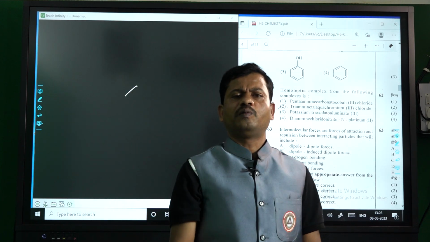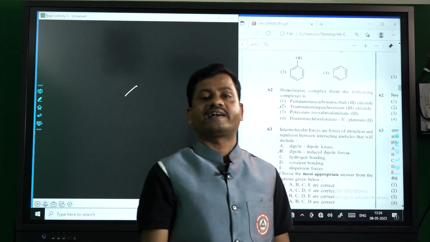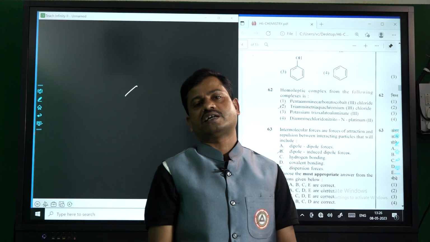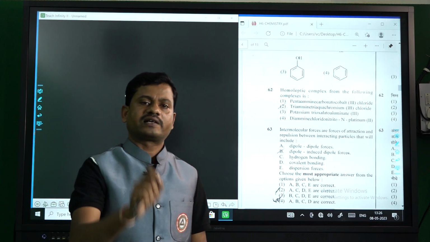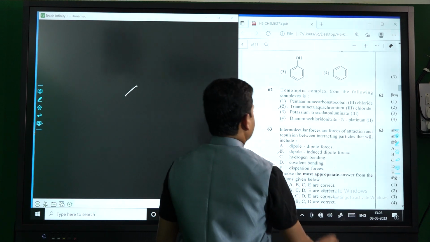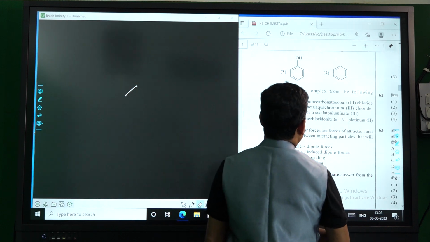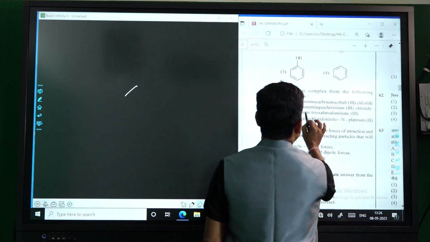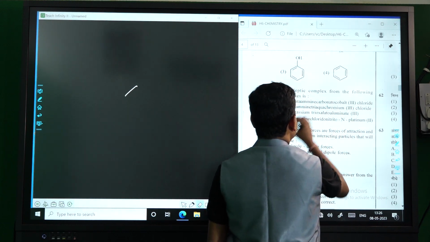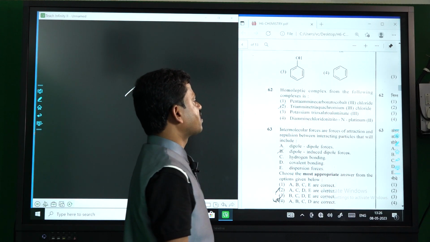Dear students, a homoleptic complex means a central atom is linked with identical ligands. In the case of a heteroleptic complex, the central metal atom is linked with different types of ligands, so we don't require much time. Take triamine triaqua, incorrect. Pentaamine carbonate, incorrect. Potassium trioxalate, yes, trioxalate.